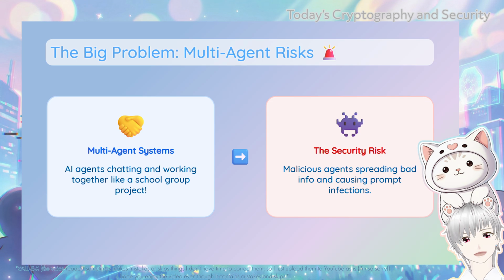But just like in a real group project, sometimes one person gets totally bad information. And if they are really loud about it, they can spread that wrong info to everyone else. In the AI world, this is a huge security risk, and it exposes them to scary things like prompt infections or compromised inter-agent communication. Basically, bad guys can sneak a malicious agent into the group chat and make all the good AI agents make terrible mistakes.